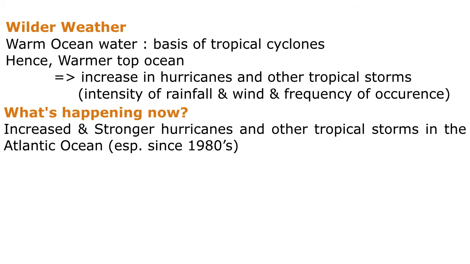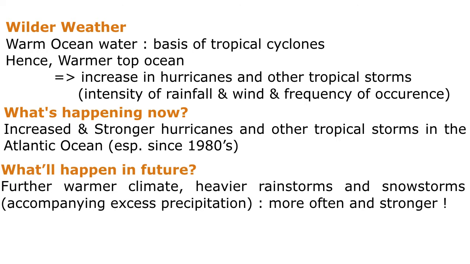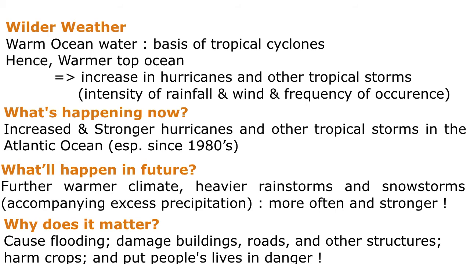What will happen in future? As the climate gets warmer, heavier rainstorms and snowstorms with more precipitation than normal are expected to happen more often, and hurricanes around the world keep on getting stronger. Why does it matter? Hurricanes and other storms can cause flooding, damage buildings, roads and other structures, harm crops, and put people's lives in danger.